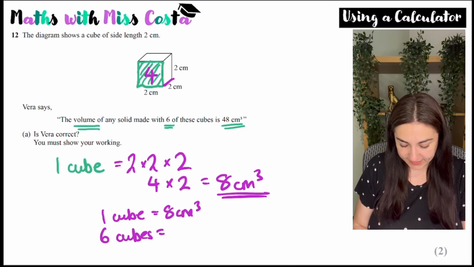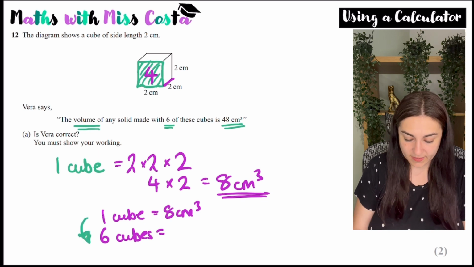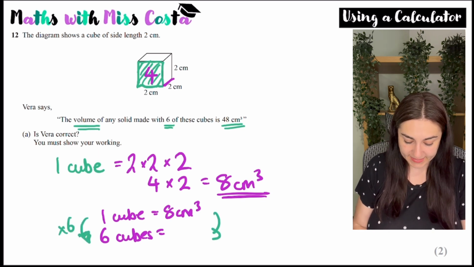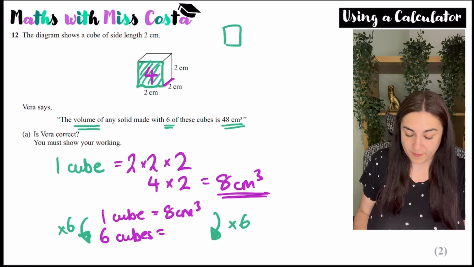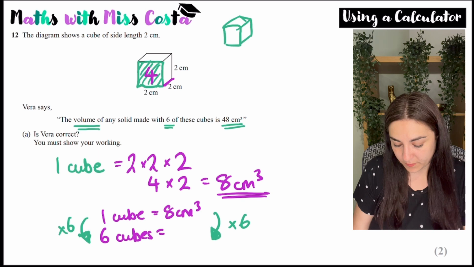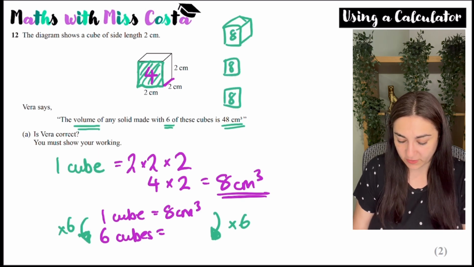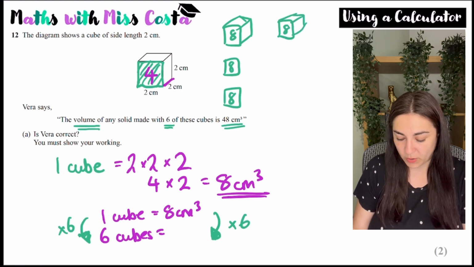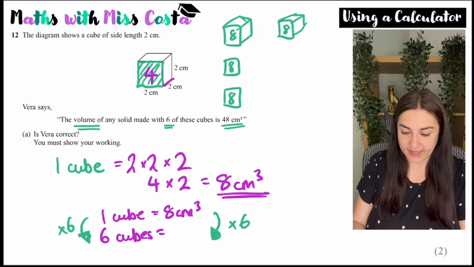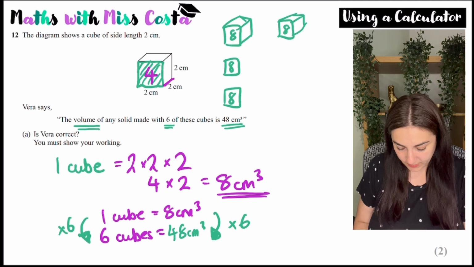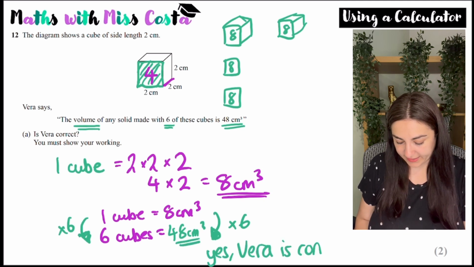So therefore 6 cubes would be, what do I multiply 1 by to get to 6? I multiply by 6, so I have to multiply the other side by the same, because if I have 1 cube, and this cube I know is worth 8 centimetres, and then I have 6 lots of it, I essentially have 6 lots of 8, and that's why I'm multiplying. So 8 times 6 is 48. So 48 centimetres cubed. Yes, Vera is correct.